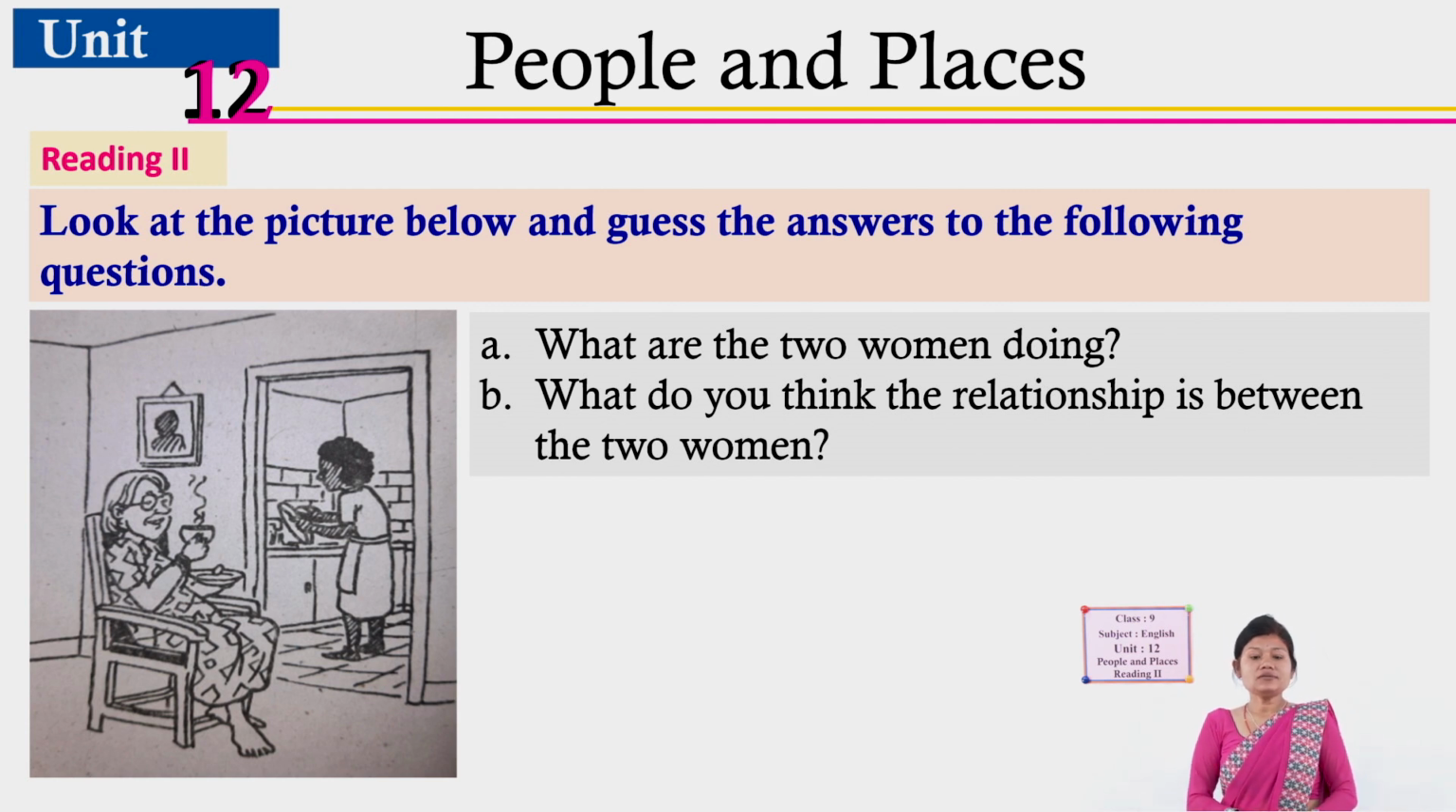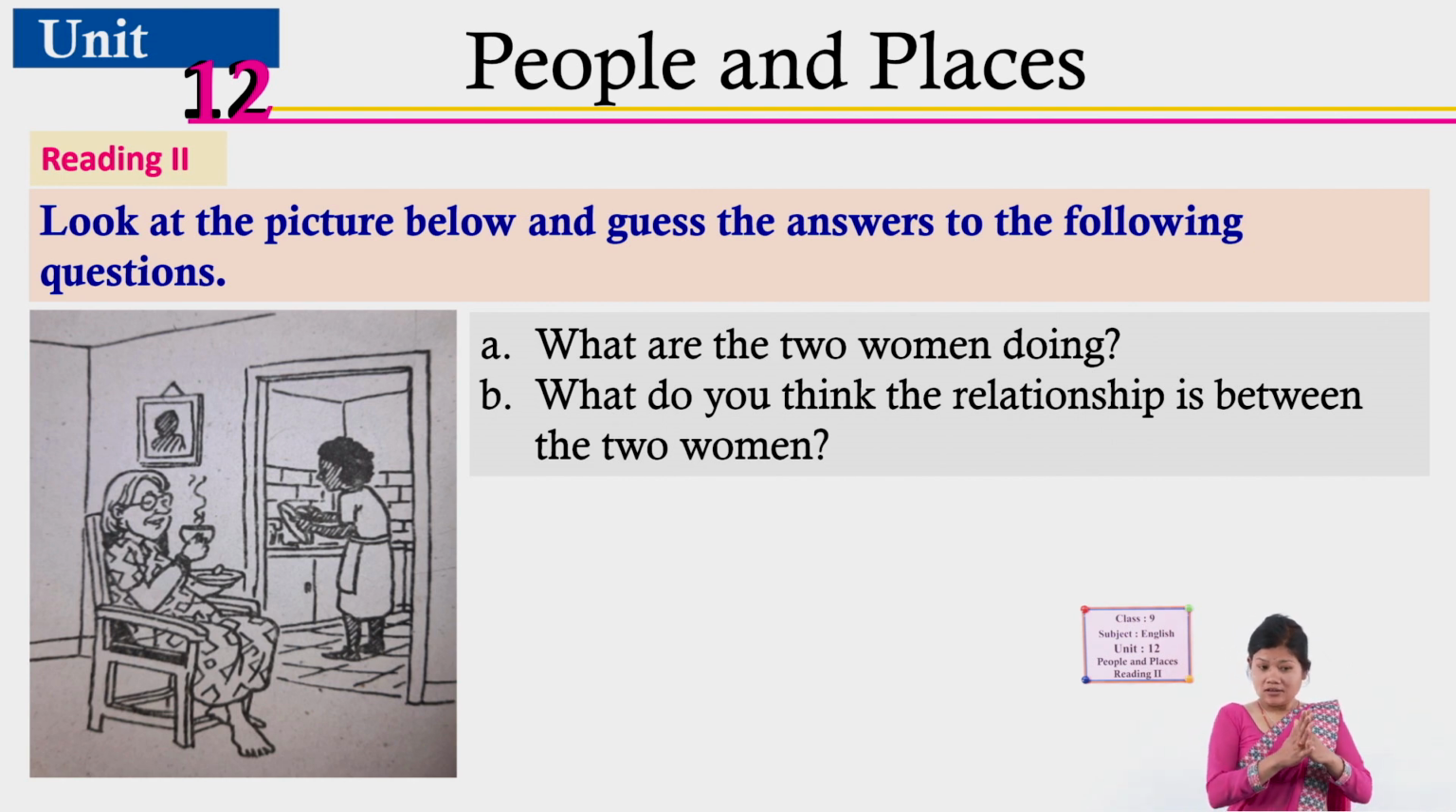Similarly, the second question: what do you think the relationship is between the two women? What kind of relationship may there be between these two women? Can you guess, dear students? Yes, grandmother and granddaughter. You might be correct. Go on guessing, keep on guessing. Yes, that might be mother and daughter as well. Most of you, what are you saying?